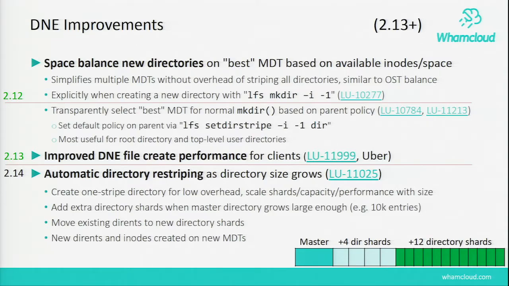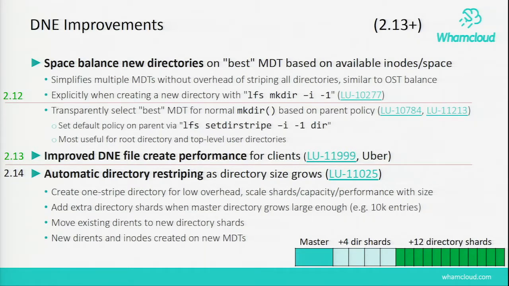And in 2.12, you had to explicitly run a command to create each directory. In 2.13, it's possible to set a policy on the parent directory, and then the applications can just use the regular mkdir operation, and so then it will select the best MDT to locate the file on.